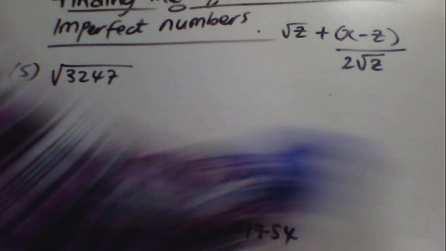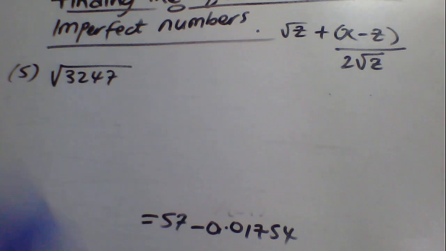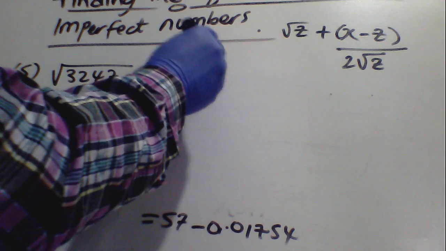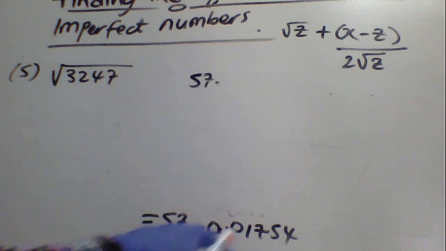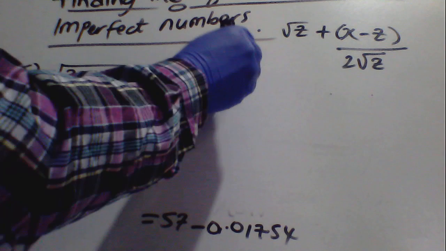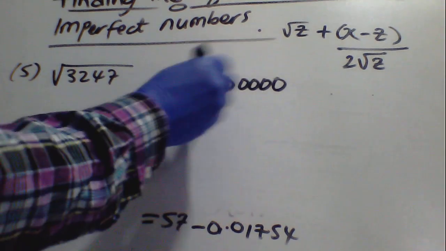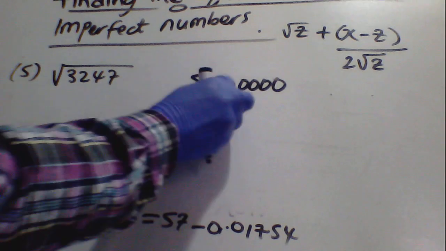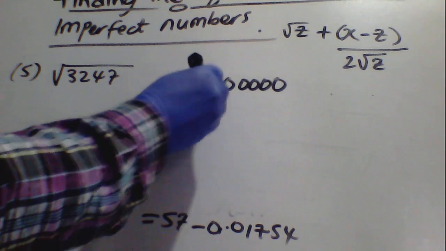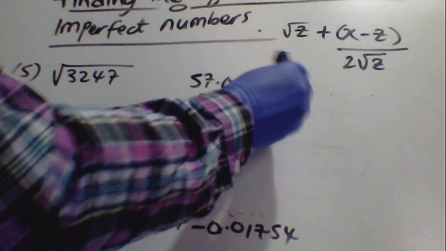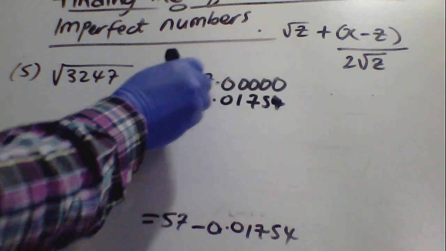So the next thing is to use the vertical method to subtract. Using the vertical method to subtract, we have 57 point, how many digits? 1 2 3 4 5. 1 2 3 4 5. Bring this number, you have 0 point. You know the 0 is under 7 because it's a unit. 0.01754. This is 4. You subtract.